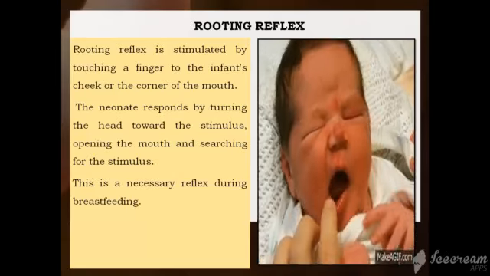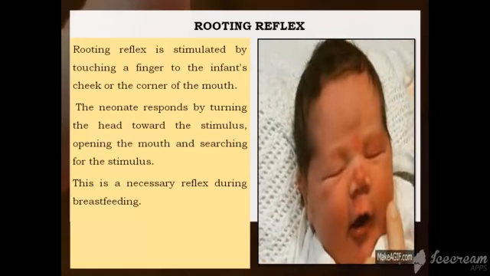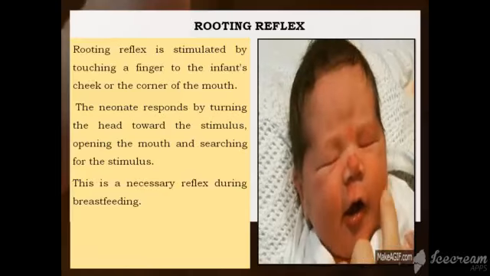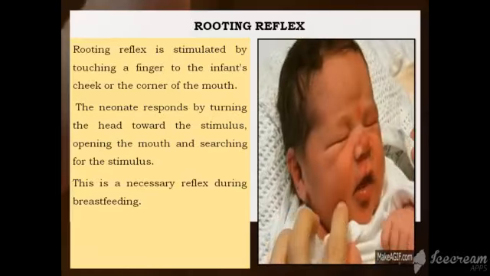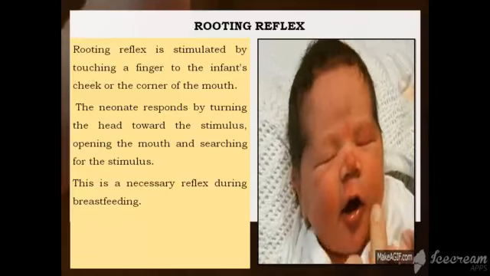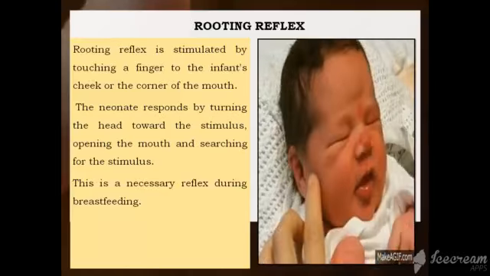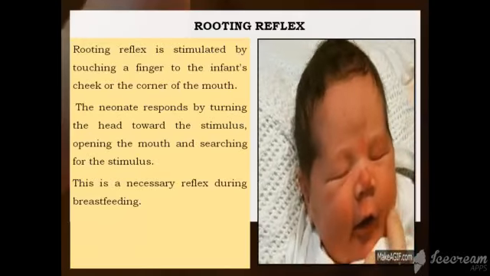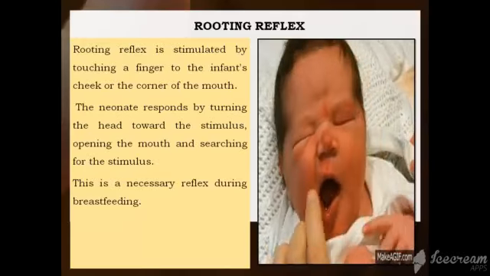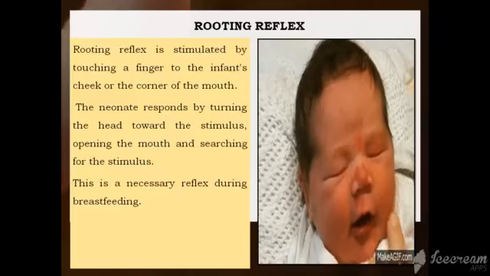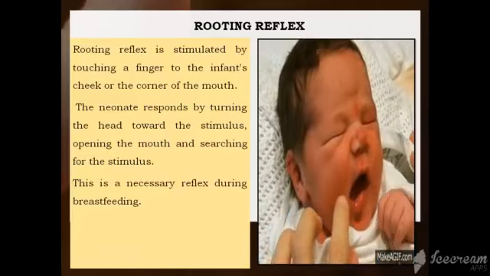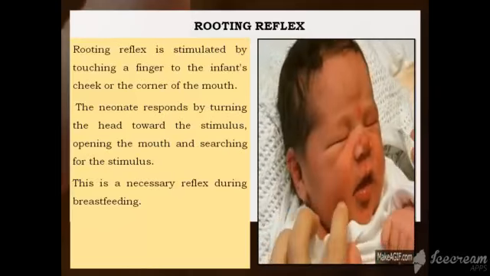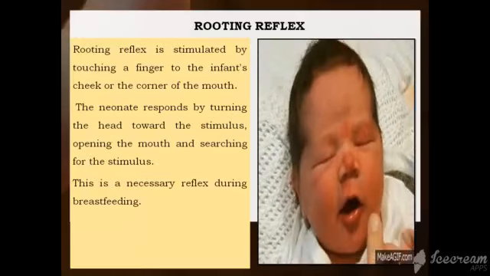The next neonatal reflex is the rooting reflex. This rooting reflex is stimulated by touching a finger to the infant's cheek or the corner of the mouth. The neonate responds by turning the head towards the stimulus side, opening the mouth and searching for the stimulus. As you can see in this video, the examiner places his hand over the cheek of the neonate and the corner of the mouth, and the infant will try to find the stimulus. This is a necessary reflex during breastfeeding.